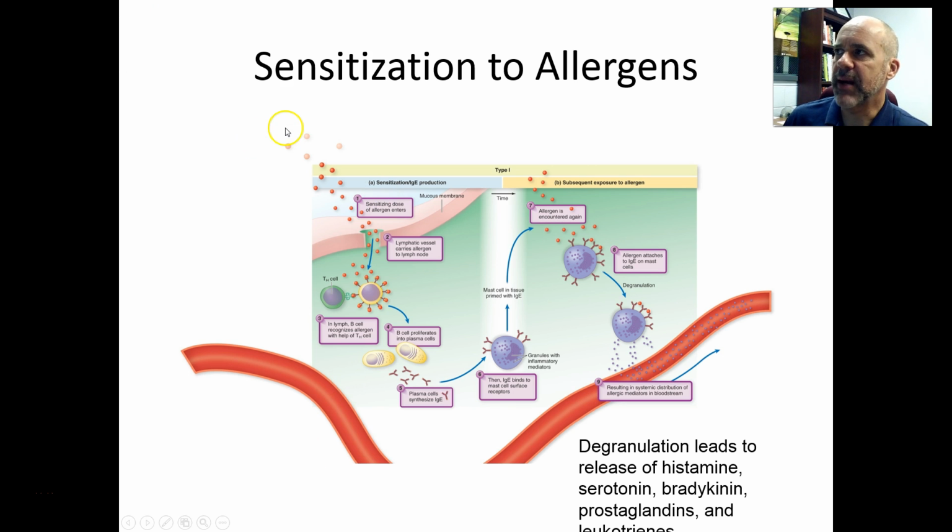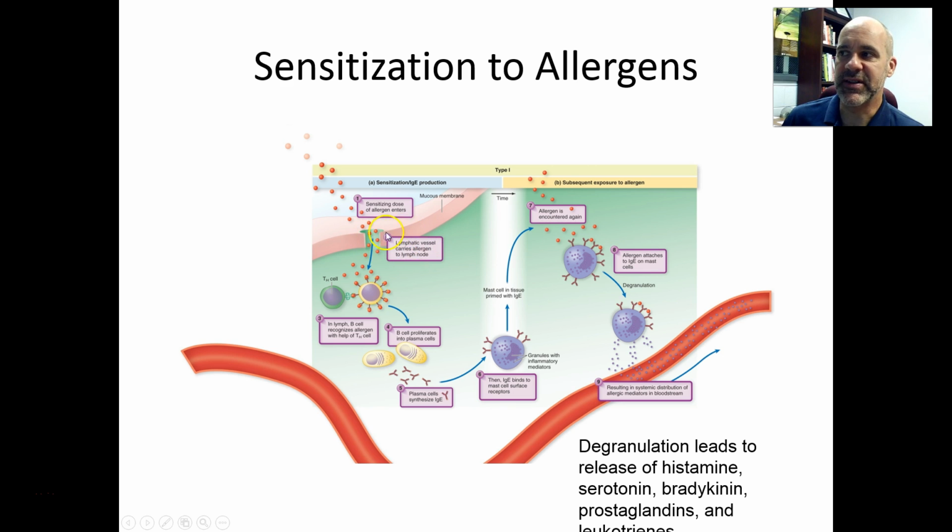All right, so how do these type 1 allergies develop? Okay, the first thing that has to happen is sensitization. This is what happens the first time you get exposed to something you're going to wind up being allergic to. This is called sensitization. What we're seeing here is a mucous membrane, and in comes whatever it is you're going to be allergic to. Maybe these are some pollen antigens.